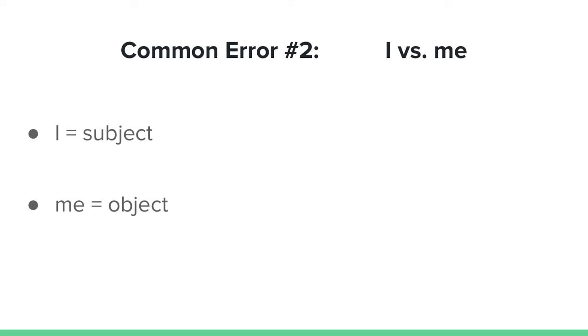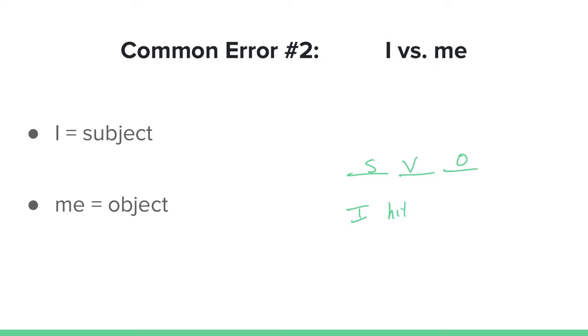Second error, I versus me. When do you use I in a sentence and when do you use me in a sentence? Particularly when you've got multiple people. When you're just dealing with I and me by themselves, it's not a problem. It's when you add another person that people sometimes get confused. The easiest way to remember this is that I is the subject of a sentence and me would be the object of a sentence. Sentences usually go subject, verb, object.